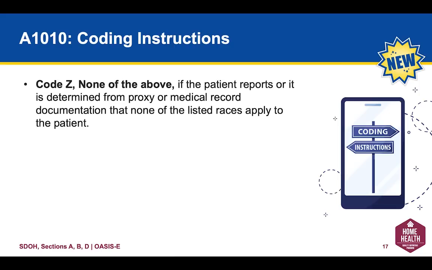For A1010 race, there is an additional response code, code Z, none of the above. This is checked if the patient reports, or it is determined via proxy or medical record documentation, that none of the listed races applies to the patient.